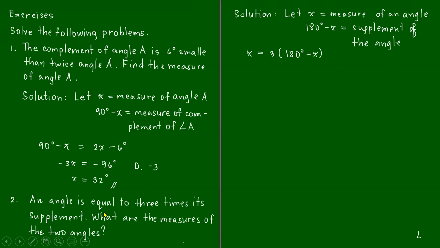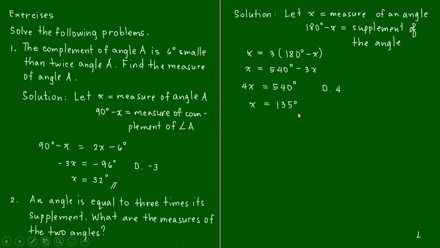So what is said about the angle x? It is 3 times its supplement. So 3 times 180 degrees minus x. So let's distribute 3, getting 540 degrees minus 3x. So transpose negative 3x on the left, because negative 3x when transposed becomes positive 3x, plus x, 4x. On the right side is still 540 degrees. Let's divide both sides by 4 to get 135 degrees.